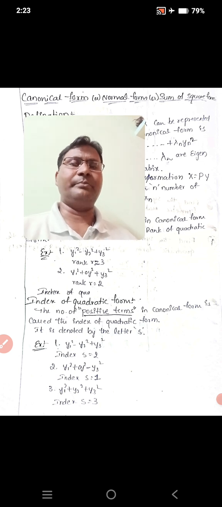If you know quadratic form well, you will get canonical form well too. After that, in the next video, there is a very important problem: reduce the quadratic form to canonical form by using orthogonal transformation. That is coming in the next video. In this video we will discuss canonical form, or normal form, or sum of squares form.